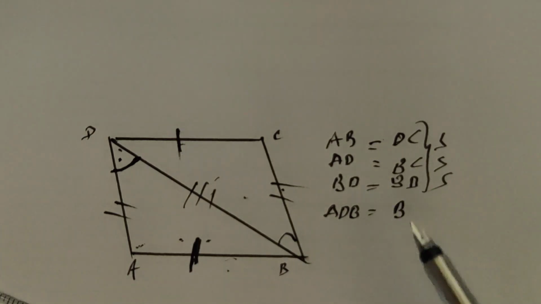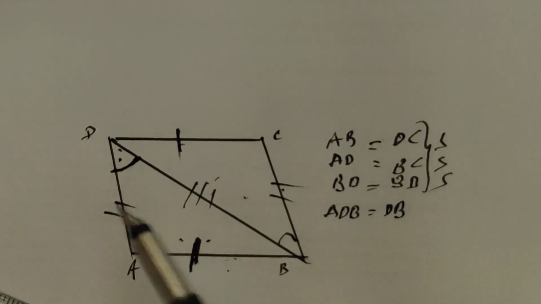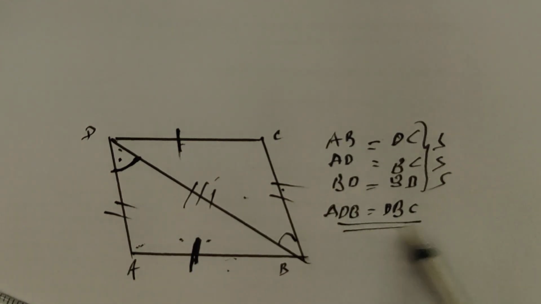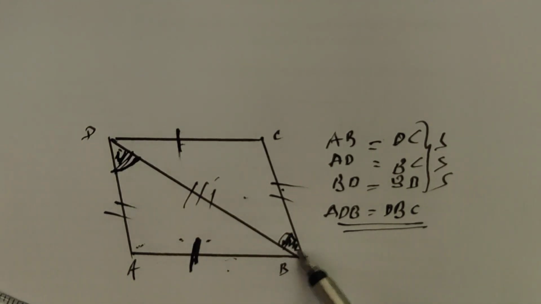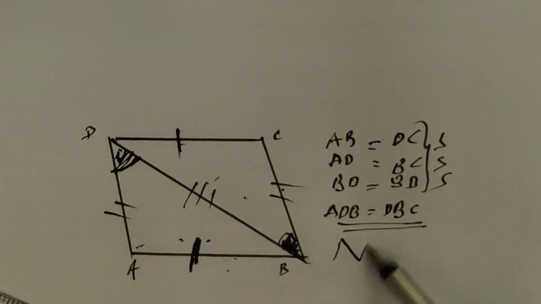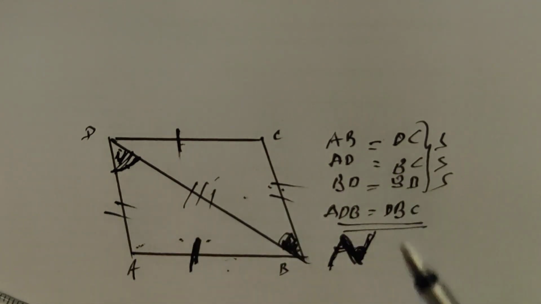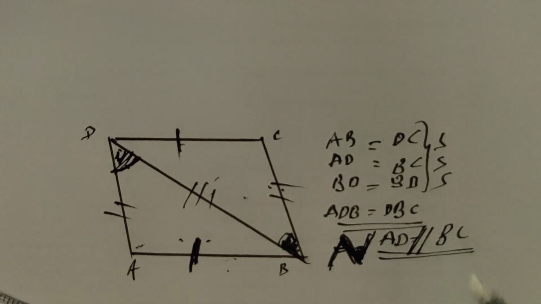That angle is DBC. Angle DBC. Therefore, this angle and this angle are equal. These two angles are alternate angles, considering two parallel sides. For two parallel sides, we can say alternate angles are equal. Therefore, we can say AD is parallel to BC. AD is parallel to BC.